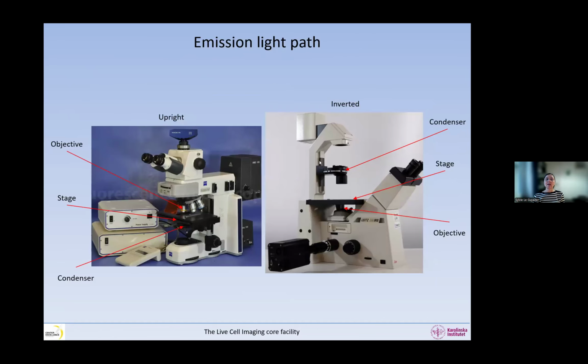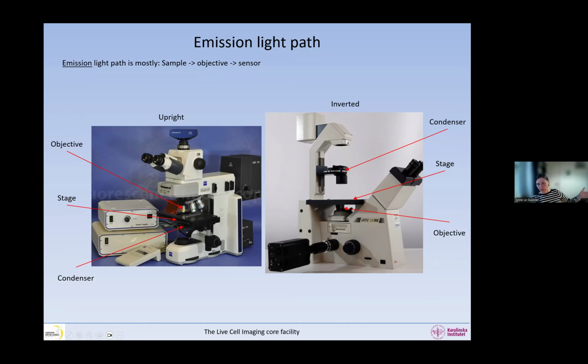So what about the emission light path? Because we spoke about the light path. So what happens with the emission light path? Here we have the stage, the objective, and the condenser for each of them. The emission light path is sample, so from the sample to the sensor, okay?